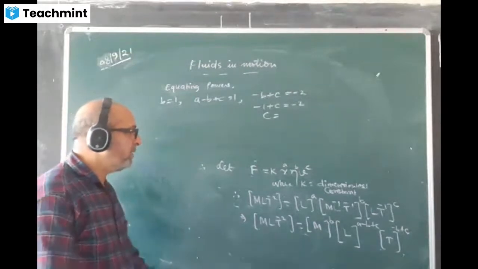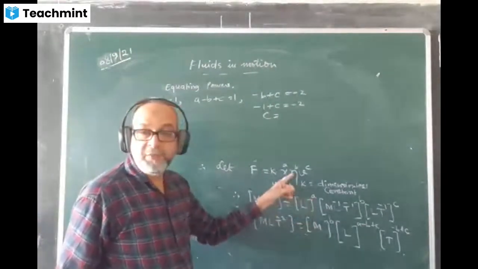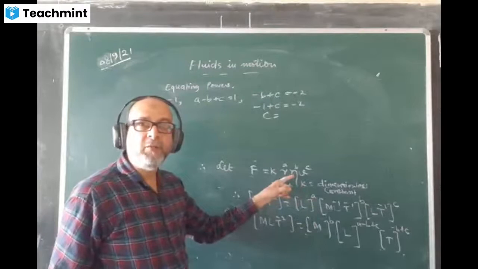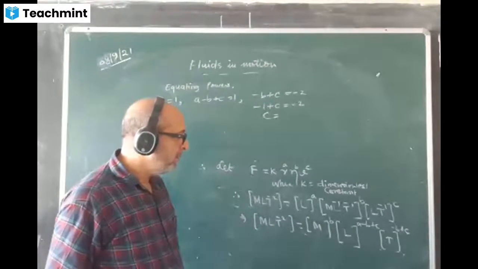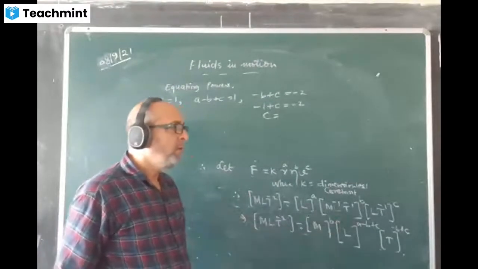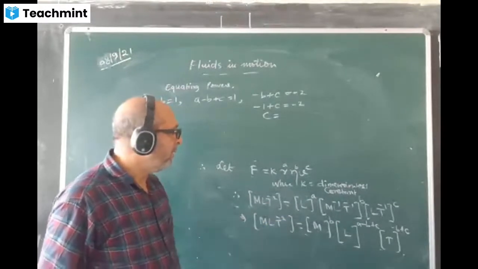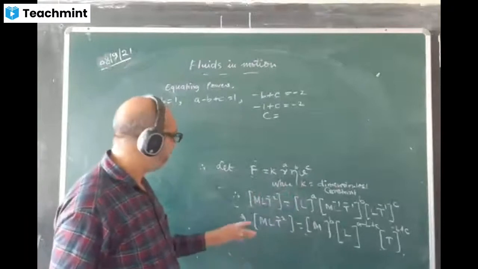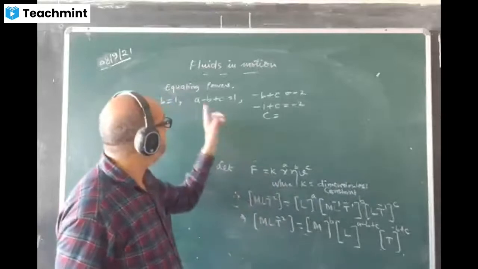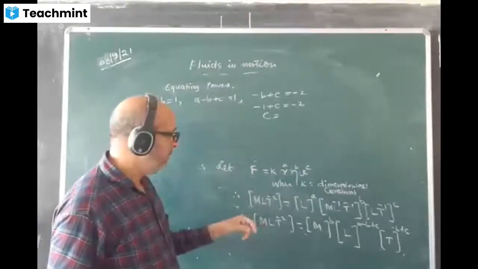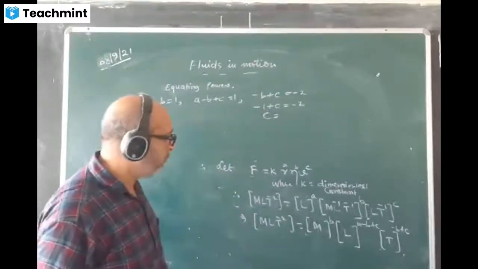Once again we'll check. r is the radius, power a. Eta, what is the dimension of eta? Just some time back we found it: ML minus 1 T minus 1. The dimension of velocity is LT minus 1. The b value is coming 1 here. a minus b plus c is 1, and minus b minus c is minus 2.